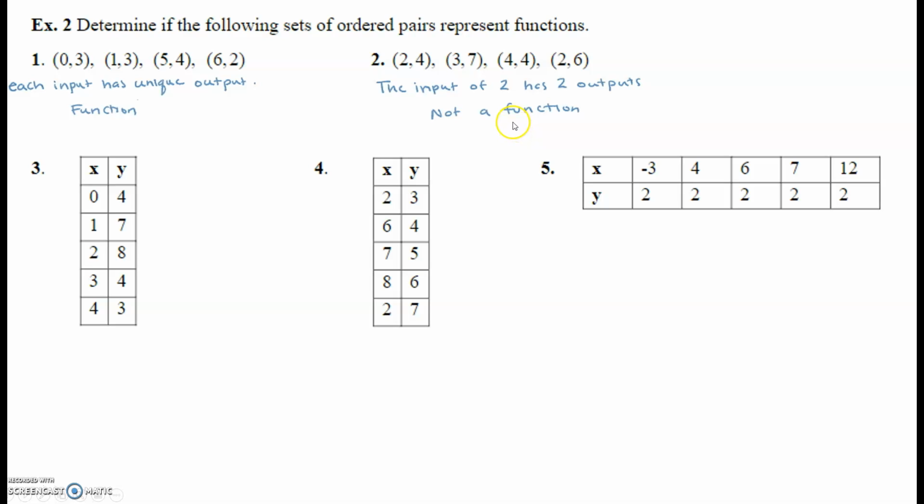What I would recommend at this point is pausing the video and trying the next 3. Again, you're looking at the x values and making sure that they each have one output, so they each only have one y value.